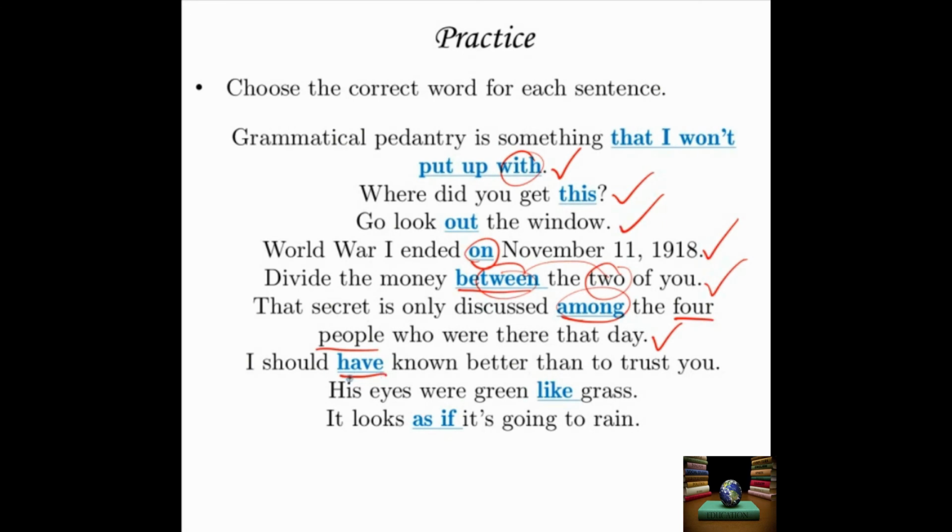Next, I should have, verb phrase, known better than to trust you. You never say should of. It's just not a phrase, it makes no sense, and the grammar police will come get you. Next, his eyes were green like grass. We're comparing his eyes to grass. There's nothing after like but the noun grass, so we can use like.